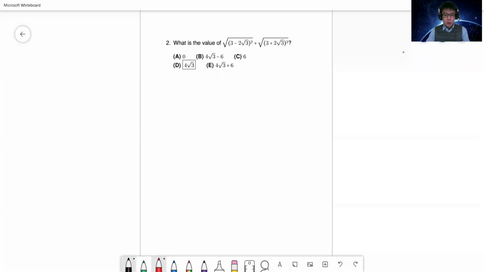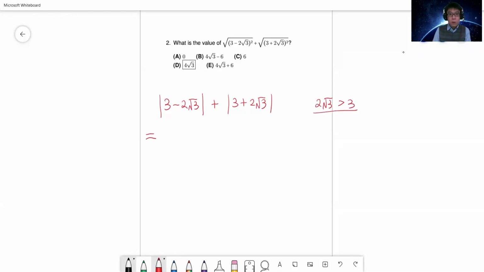Question 2, we need to find the value of the following expression. We have a square root and a square. So basically they cancel each other, resulting in an absolute value. So this equals the absolute value of 3 minus 2 root 3. That's the first part. The second part is the absolute value of 3 plus 2 root 3. And we know 2 root 3 is larger than 3.